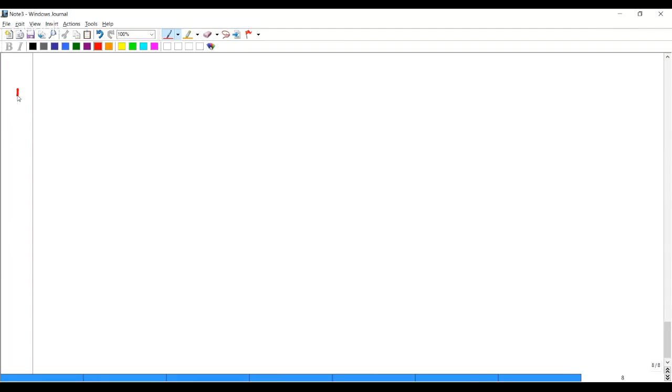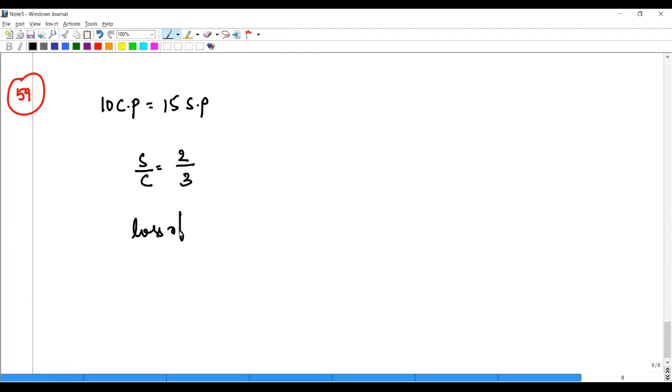Ninth one, if you look at it, the CP of 10 articles is equal to the SP of 15 articles. If the CP of 10 articles, 10 CP is equal to 15 SP, I would say S by C is equal to 2 by 3, which is a loss of 33.33%.